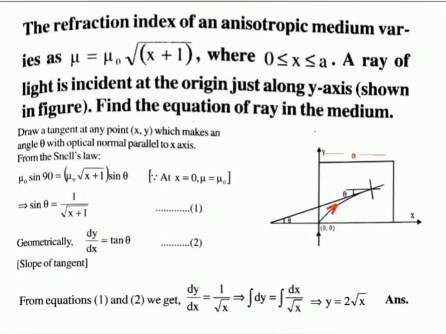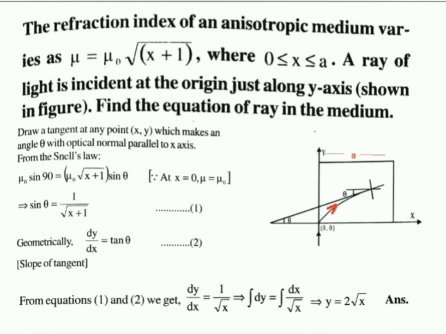Okay, now look at this question where refractive index is not constant, it is variable for an anisotropic medium. Since the medium is anisotropic, we know for any medium, mu sine theta is constant. Mu1 sine theta 1 should be equal to mu2 sine theta 2. And in this question, they said that light ray is entering along y-axis. So if it is entering along y-axis, this is your normal. Angle of incidence is 90 degrees. So mu naught into sine 90.